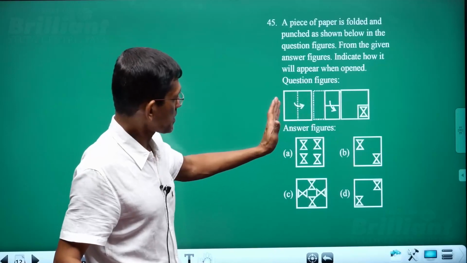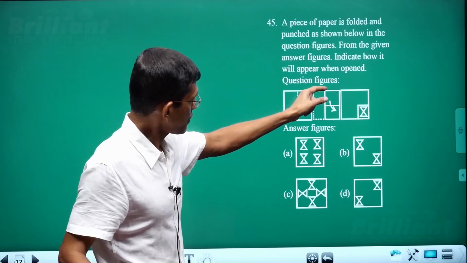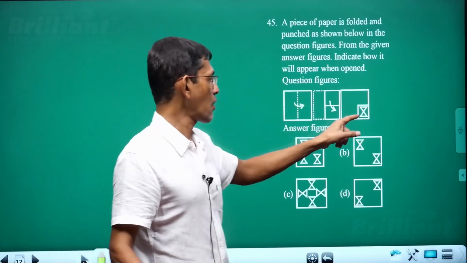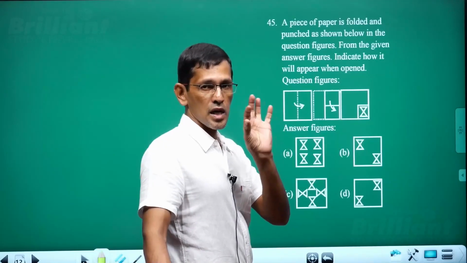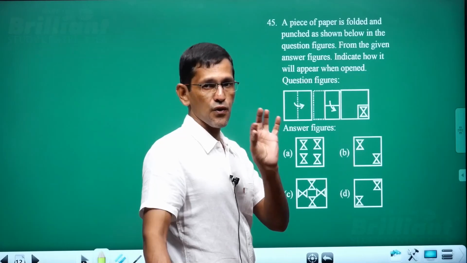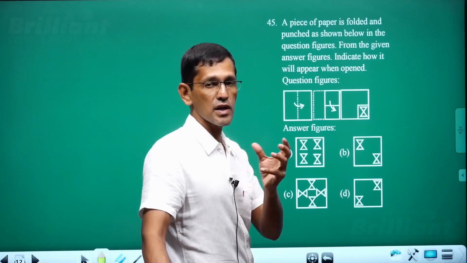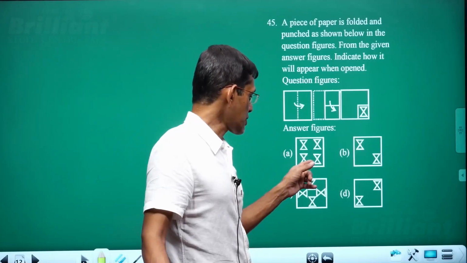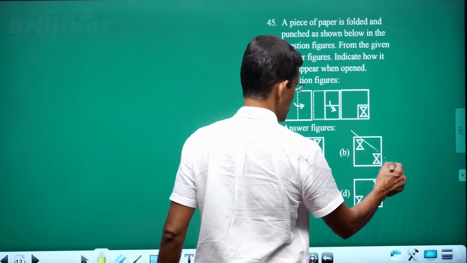Since that paper is folded once, we have 2 layers, then it is folded one more time, so we have 4 layers. If a hole is made on paper folded into 4 layers, definitely you can see the image in 4 different places, or multiples of 4, right? So in that case, this could be the answer or this could be the answer. These two cannot be the answers.